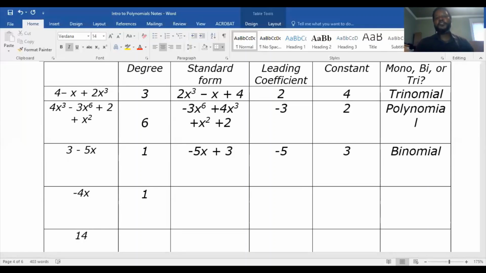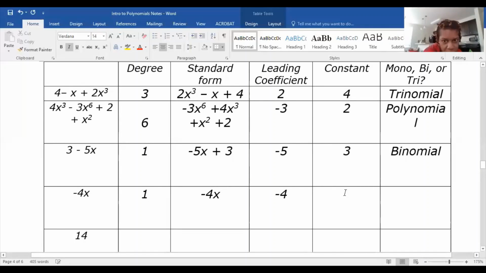Good. Don't worry. You're going to get used to all the vocabulary. It's going to get more and more comfortable. Okay. So, of course, there's only one term, so it's already in standard form. It's -4x. We can't change it. So what is the coefficient? -4. Perfect.